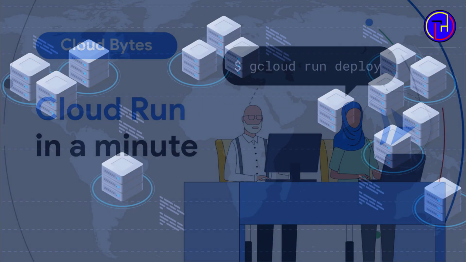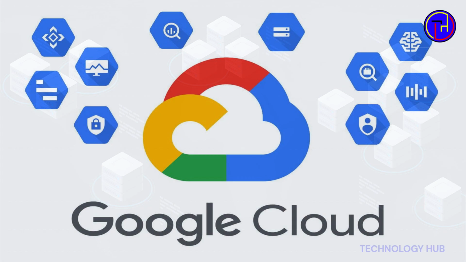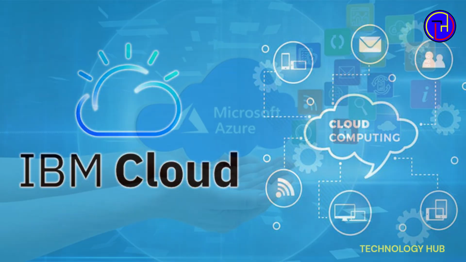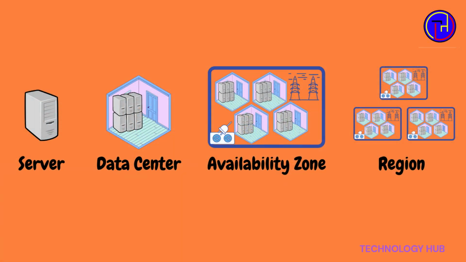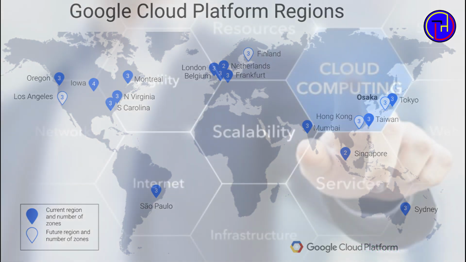Deploy globally in minutes. With the cloud, you can expand to new geographic regions and deploy globally in minutes. For example, Google, AWS, Microsoft, and IBM have infrastructure worldwide, so you can deploy your application in multiple physical locations with just a few clicks. Putting applications in closer proximity to end users reduces latency and improves their experience.